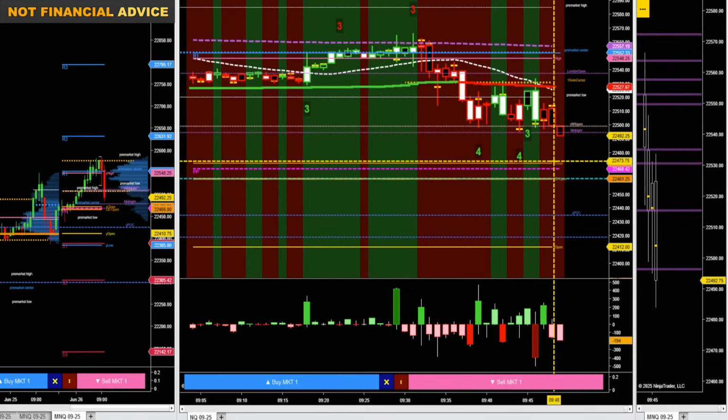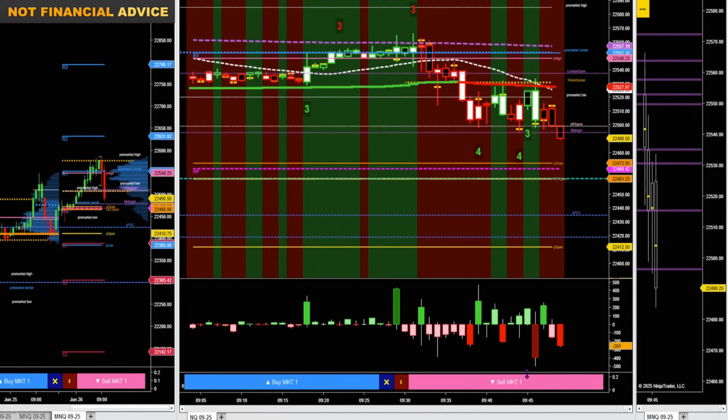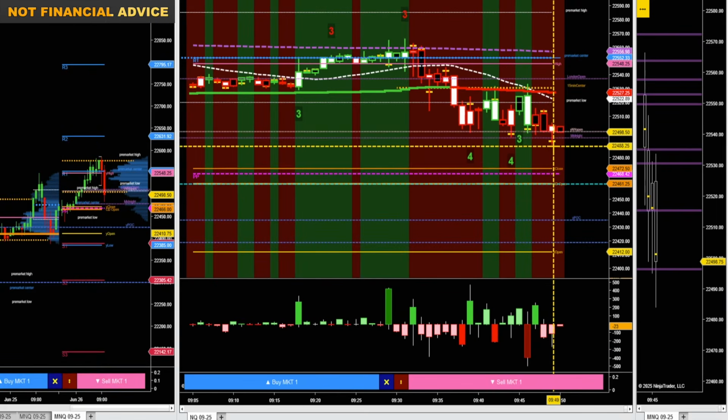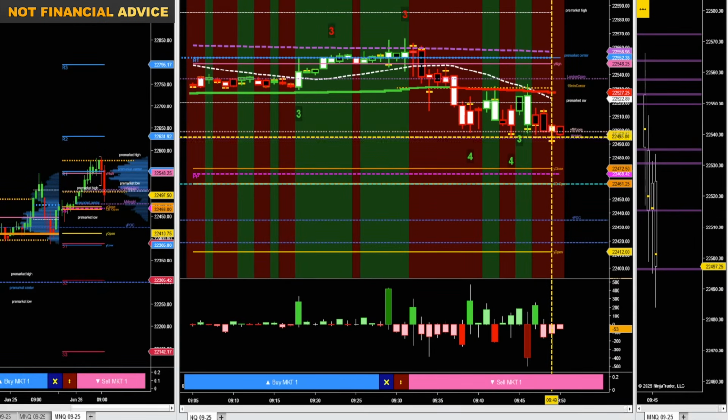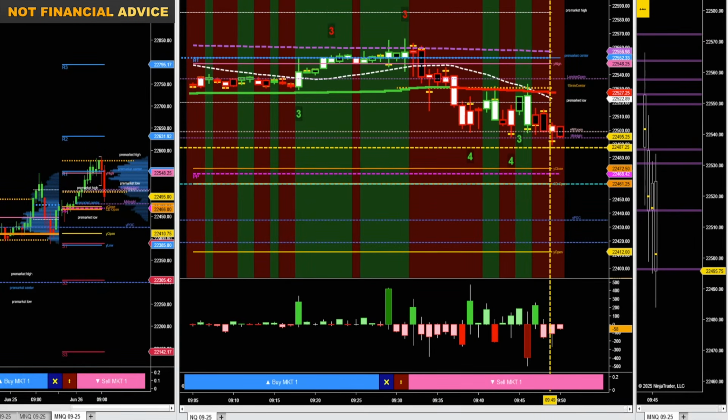I do like the idea of a bounce off of this cluster, especially if there's not a bunch of delta or a bunch of volume coming in. It's also the pre-market center from yesterday in this area. Got kind of a bullish candle there. Unless we break below the low here, I'd say we'll probably retest yesterday's close.